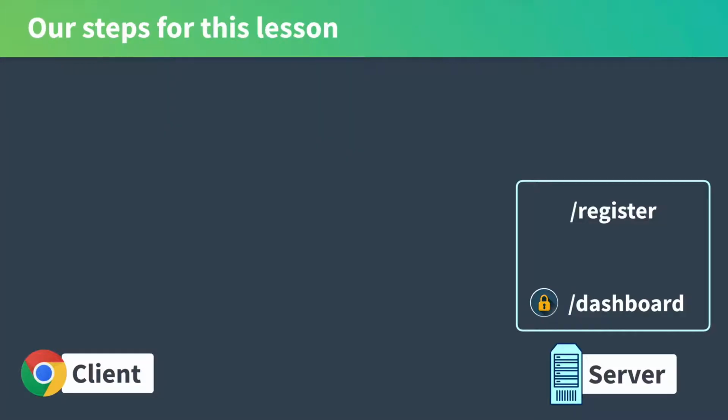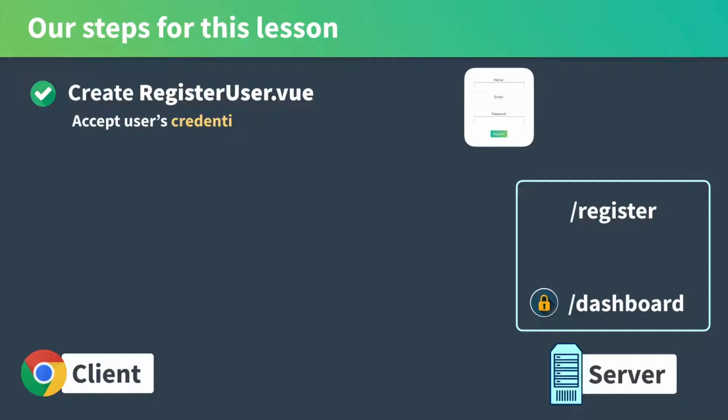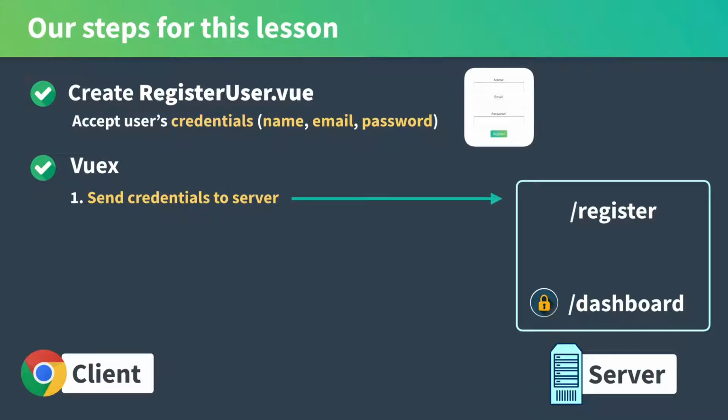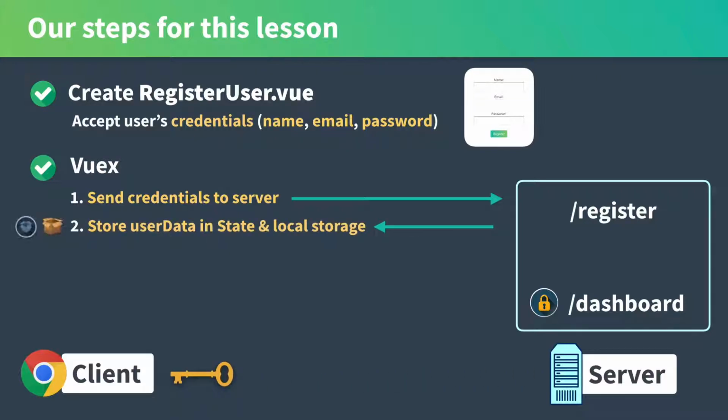So our steps for this lesson look like this. We're going to create a register user component. This will accept a user's credentials, their name, email, and password. Then we'll head over into the Vuex store file to do a few things. First, we'll take the credentials that the user just gave us in our register user component and send them to the server over to the register endpoint. The server then takes those credentials, adds our user to our mock database, and sends us back a response of user data, which includes a JWT token that it just created for us.